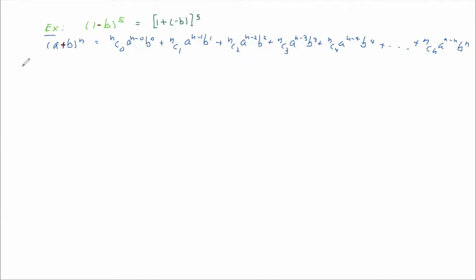From here, we can say n is equal to 5, and this one is like a, okay? So a is equal to 1 now, and then b is equal to negative b. So this can use x, y, same thing. This one is x, this is y, right? So y is equal to negative b, like that. Okay, so now we start to use the formula.